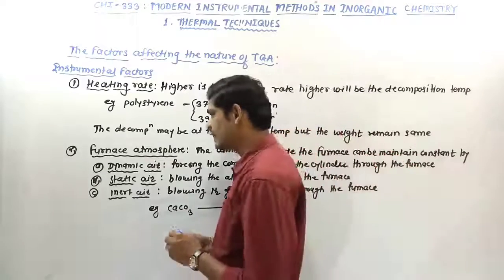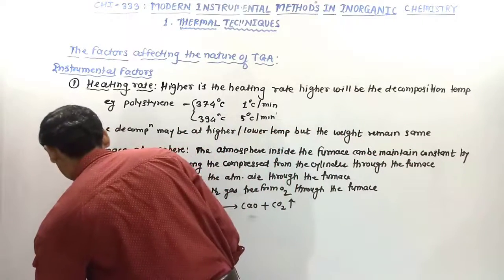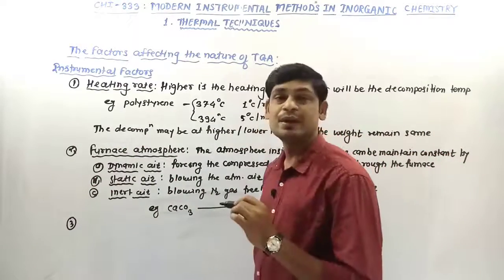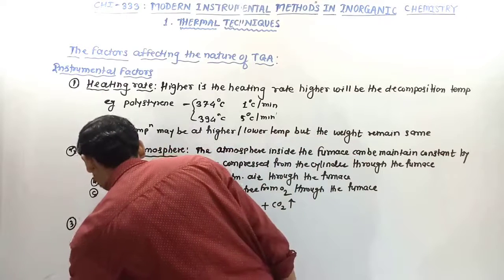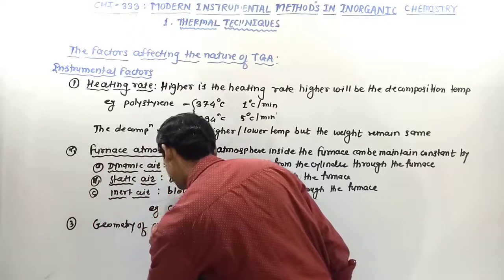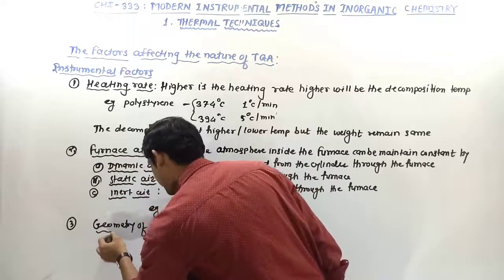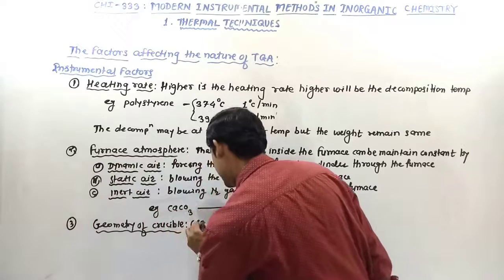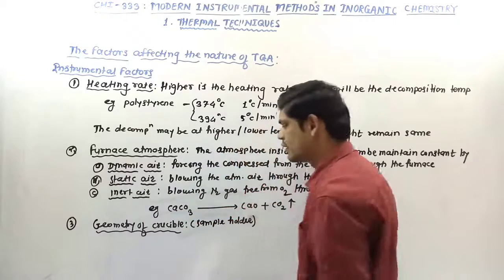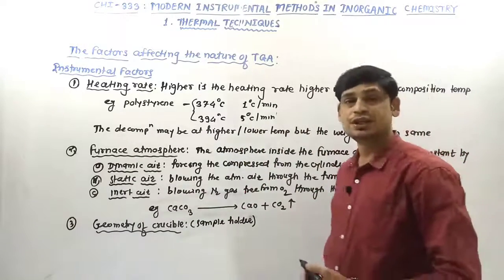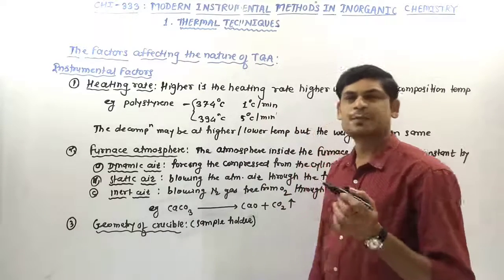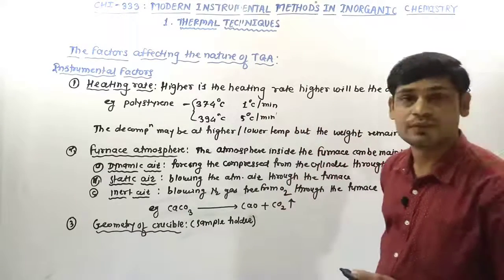Now the third instrumental factor is the geometry of the crucible, or you can say the sample holder. As per the discussion about the important components, we studied the various types of crucibles. So a number of types of crucible can be employed for the thermogravimetric analysis.